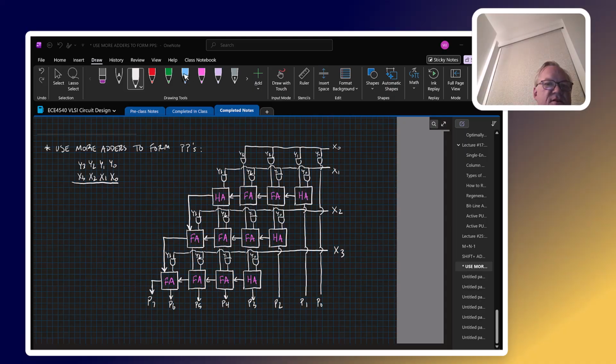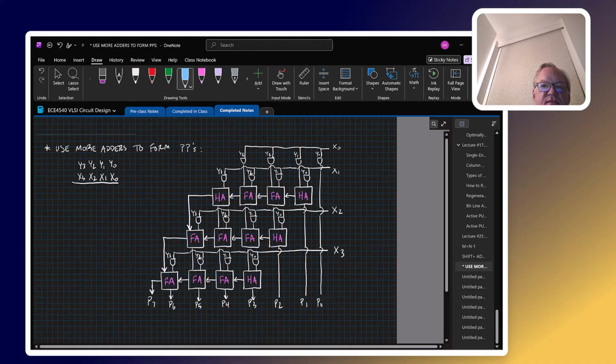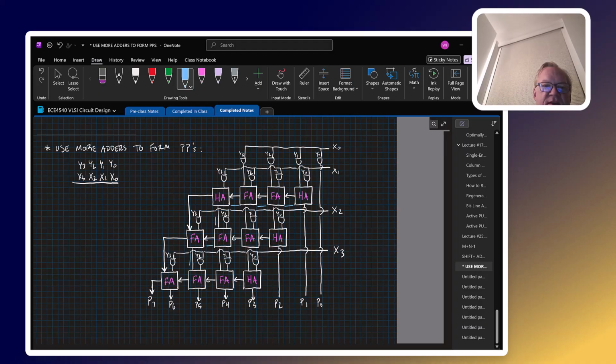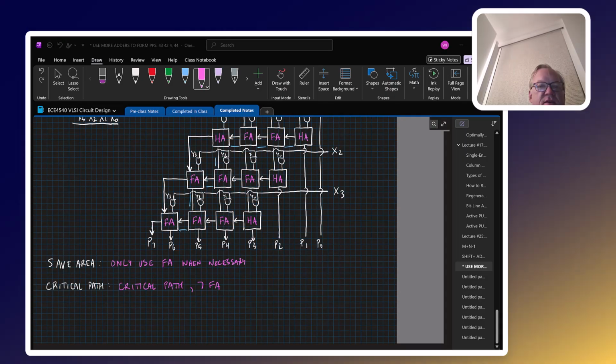Now let's look at what our critical path is. Our critical path starts at this half adder. We have to go through a full adder, through another full adder, through this half adder, down through a full adder, over through a full adder, down through a full adder, and then finally over through a full adder. And so you can see that the critical path has 7 full adders in its delay chain. Now I'll note, if you look at the structure, you can also find a few different cases where you have a critical path of 7 full adders.